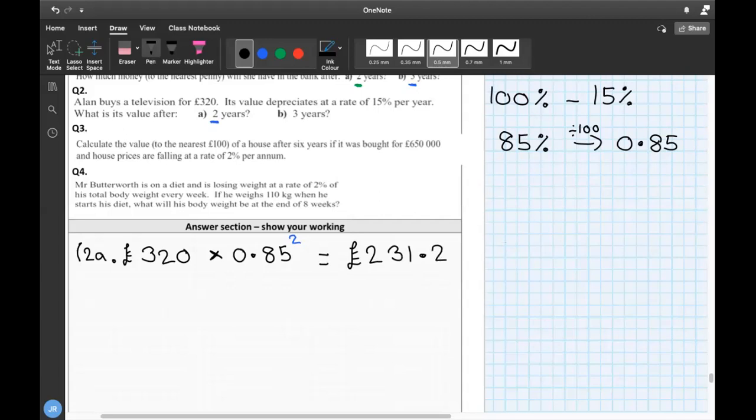231.2. If you leave your answer like this, though, you haven't given a proper monetary amount. 231.2 in pounds is £231.20. Okay, so that was A.